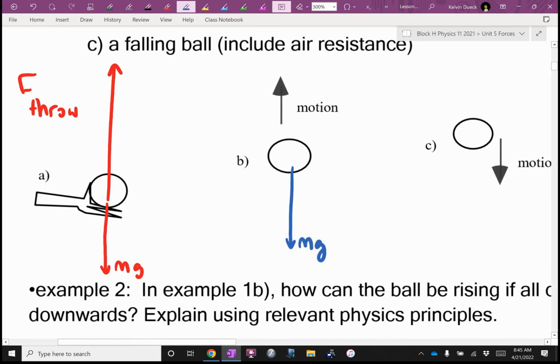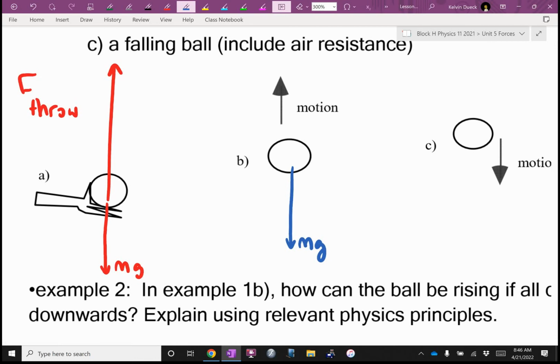What else? Now, usually we'll ignore air resistance unless the question specifically says include air resistance. Next to part B, does it say include air resistance? Okay, so that's why I skipped it for part A as well. When it doesn't mention it, we typically in physics say, okay, ignore it because it's messy.